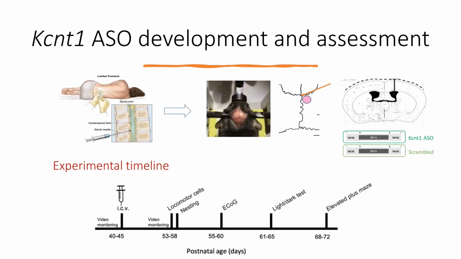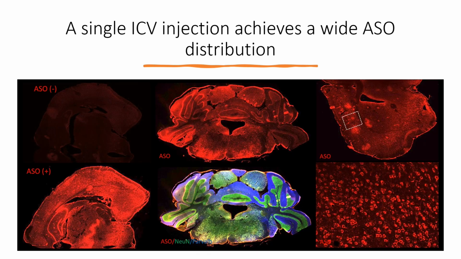We then ran through a battery of tests in the same mouse model that I just described to you. ICV injection was given, and some pre-video monitoring was done to get some baseline. Between days 40 and 45, ICV ASO was delivered. Surgically, you can see here with the skull shown where we do the ICV injection. And then we did a whole bunch of the same battery of tests that we said: locomotor, nesting, electrocorticogram, light dark test, and elevated plus maze.